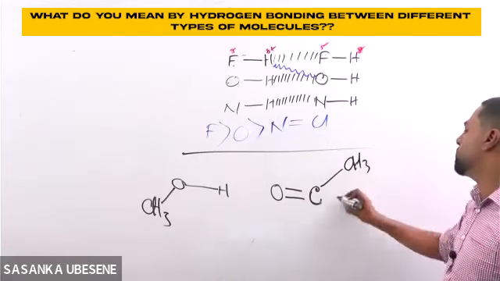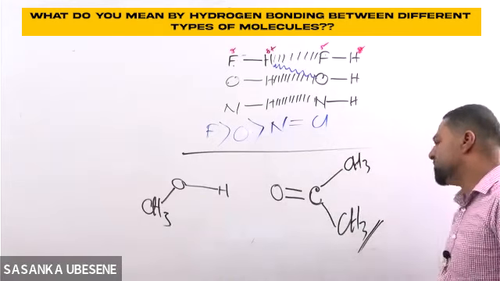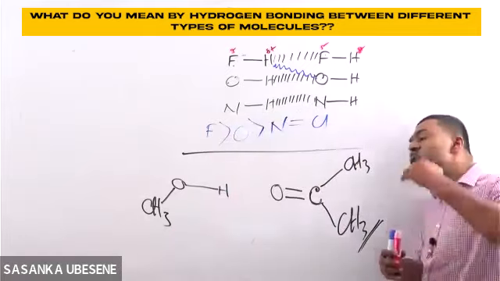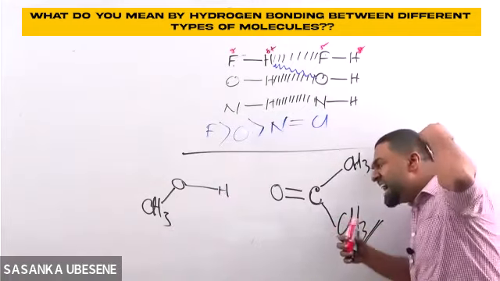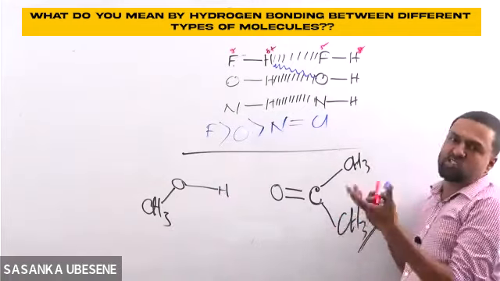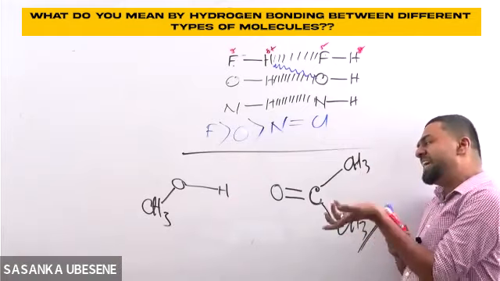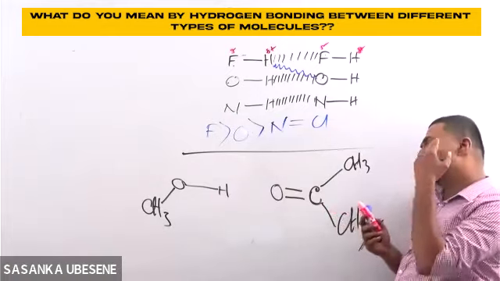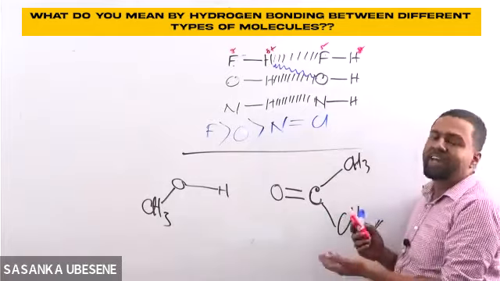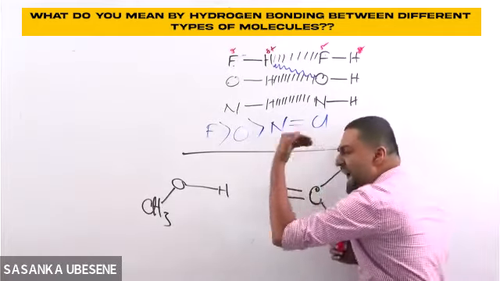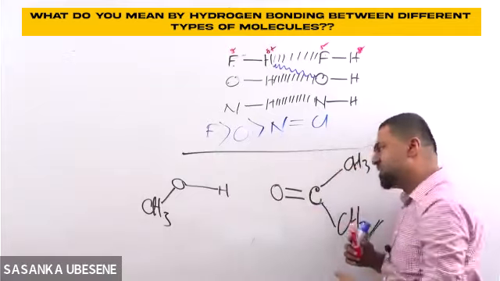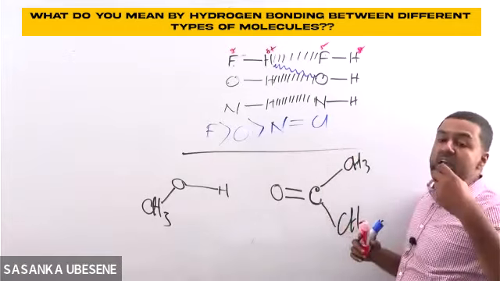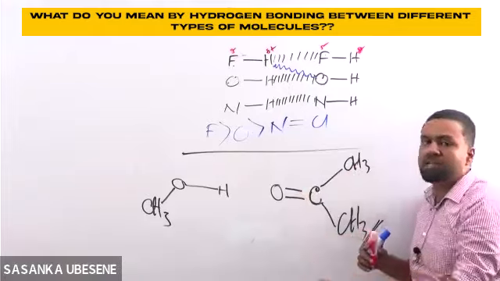For example, this is what you call acetone. In acetone and methanol, you have hydrogen bonding. Acetone is a solvent. In acetone you have a double bonded oxygen atom to carbon. So between acetone and methanol, between these molecules, you have hydrogen bonding between different types of molecules.